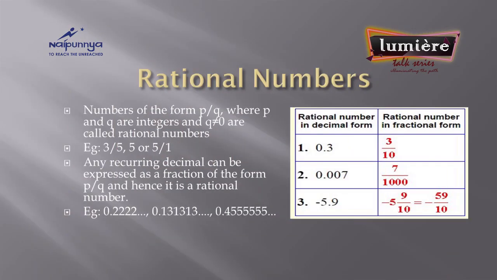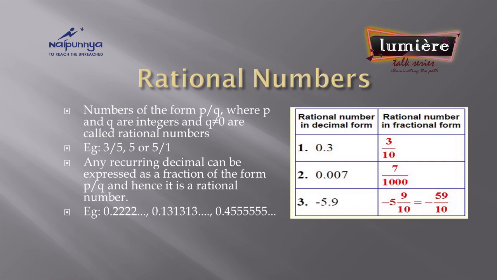Any recurring decimal can be expressed as a fraction of the form p by q, and hence it is a rational number. Recurring decimal means it is a number which is repeating continuously. For example, 0.222 etc., 0.131313 etc., 0.45555 etc. Now look into the table provided.